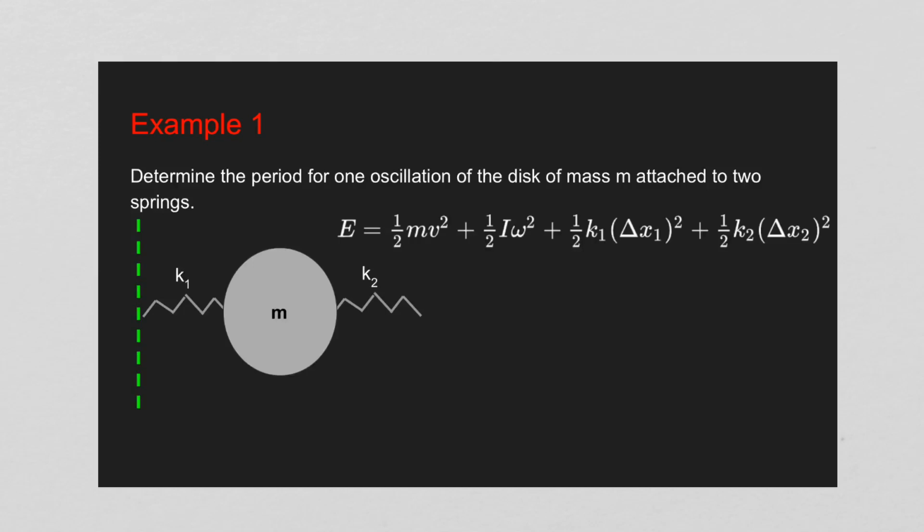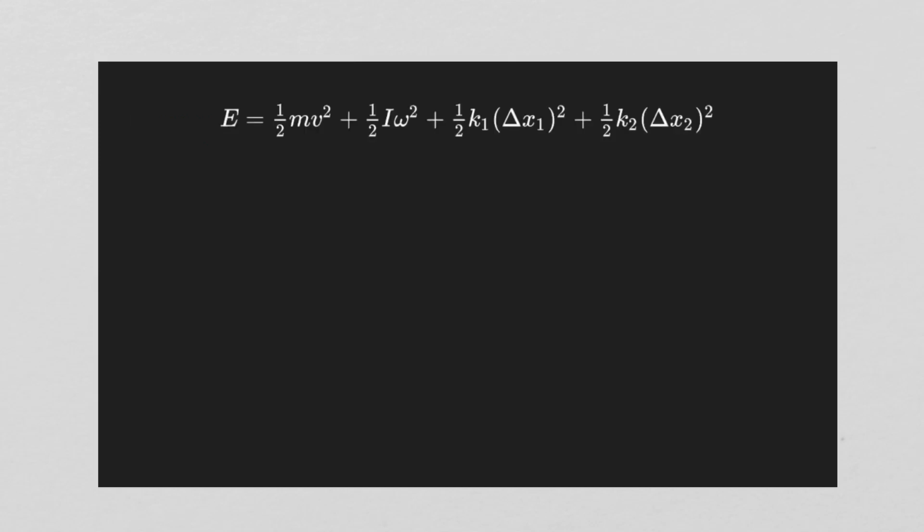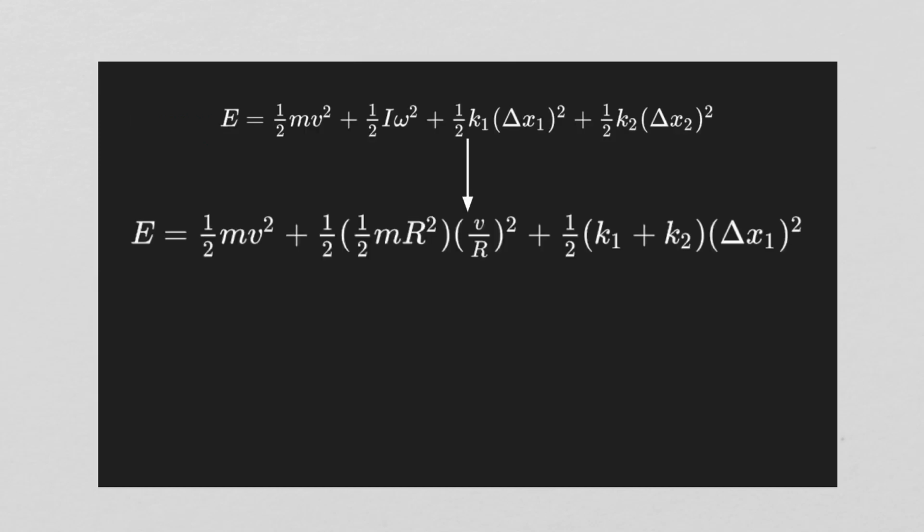So the period for one oscillation of the disk. So this disk is going to rotate as it goes. That's why it has some rotational energy. Start with the energy equation, just like we always do. Take the derivative. Oh, again, this is the I for a disk. And this right here is omega equals v over R. This relationship, getting all your variables to match, is very important.